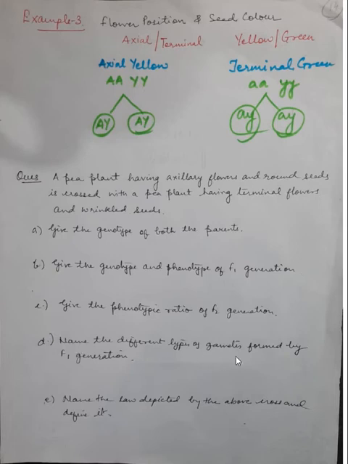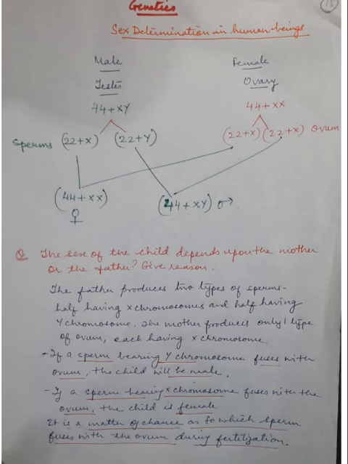Name the different types of gametes formed by F1 generation. I told you in the previous slide that how the gamete combination can be made. Name the law that is depicted by the above cross and define it. So you know which law is it. Sometimes they ask which cross is shown. So that also, and you define the cross.